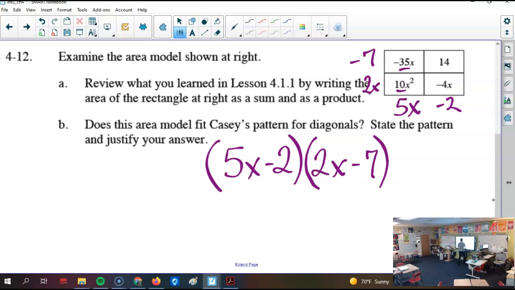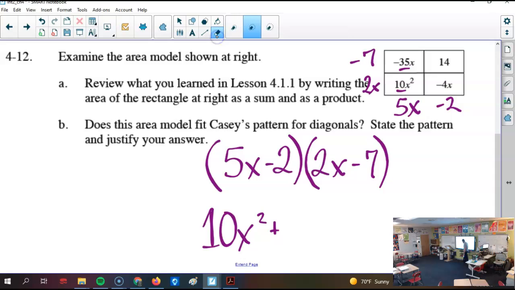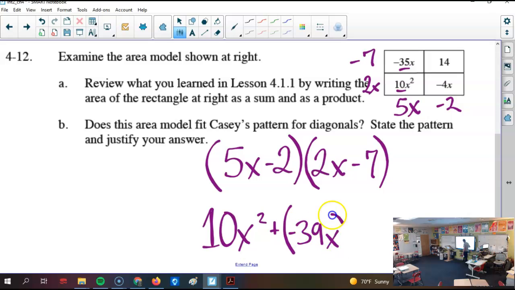So 10x squared plus how many total x's? Ooh, crap, it's minus. Or it's a negative amount at least. I guess I can do negative 39. 39. Weird number. Plus 14. So what we're trying to develop here is a way that we could start with the quadratic trinomial, because it only has power 2, right? That's quadratic. And break it up into that factored form.